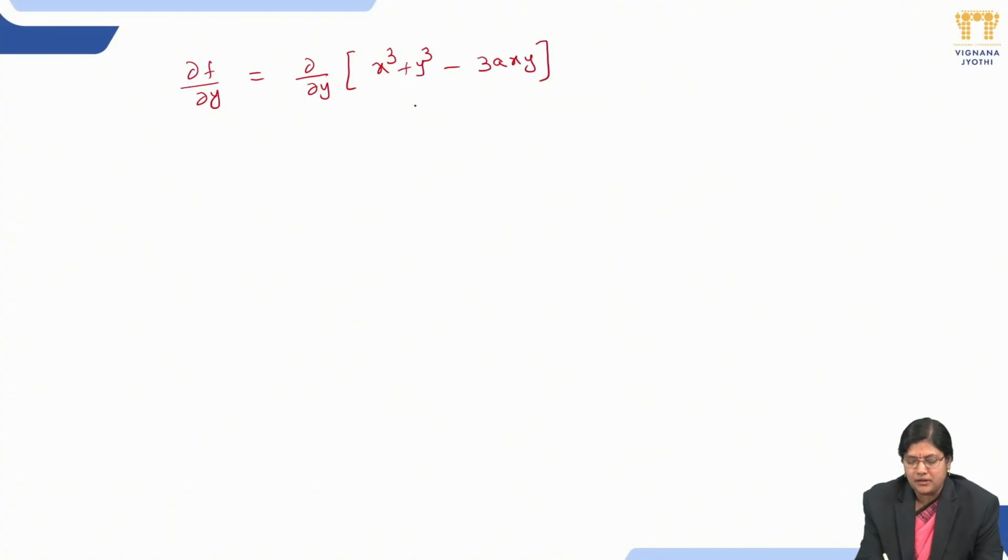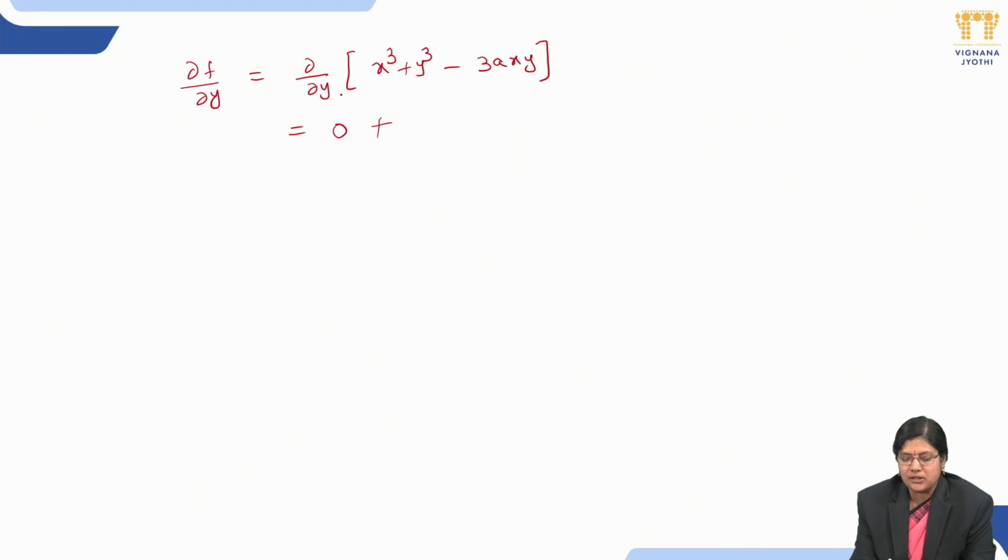Next, we are going to calculate ∂f/∂y. ∂f/∂y is nothing but the derivative of f with respect to y partially. That is equal to ∂/∂y of, what is f here? x³ + y³ − 3axy. So the derivative of x³ with respect to y partially will be equal to 0, because we are differentiating x³ with respect to y by treating x as constant. When you are differentiating partially with respect to y, the x terms are treated as constant. So the derivative of x³ with respect to y is 0.